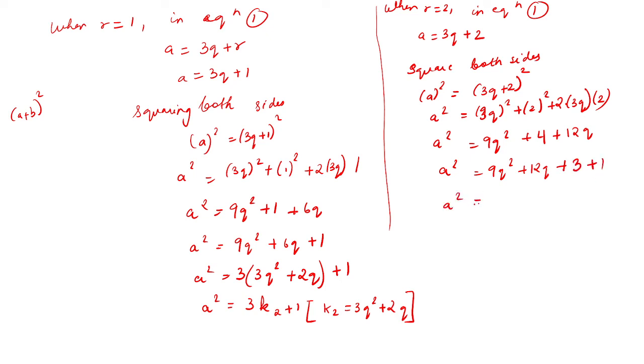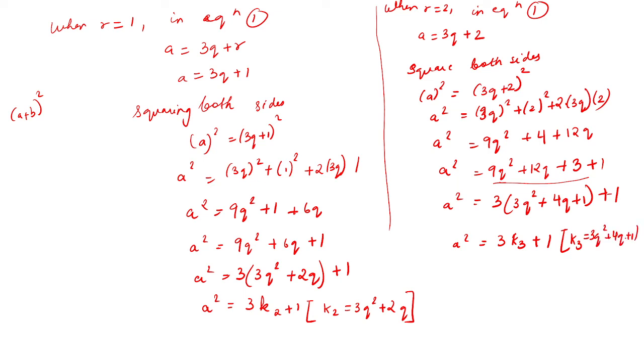So this way, you can take 3 common for these 3 terms, right? If you take 3 out, you'll be left with 3q square here, you'll be left with 4q, and you'll be left with 1. And you're finally left with plus 1. I'm taking 3 common only for these terms, alright, because 9, 12q and 3 are all multiples of 3. So a square, I can finally replace this as 3k3 plus 1, where k3 is equal to 3q square plus 4q plus 1, okay.